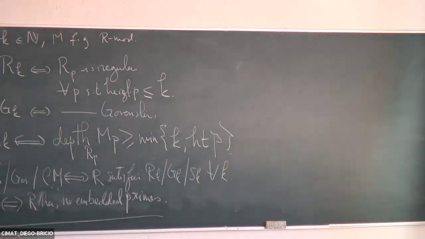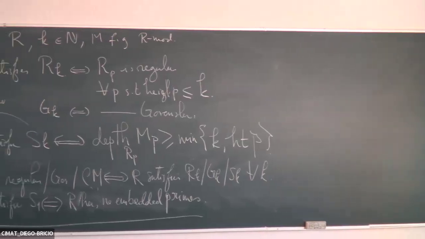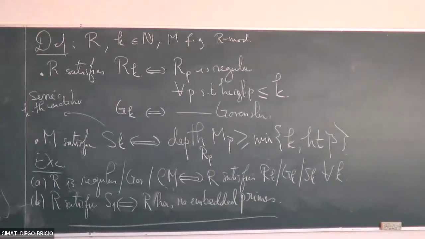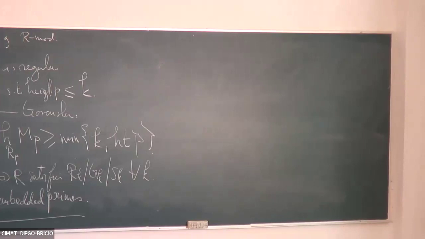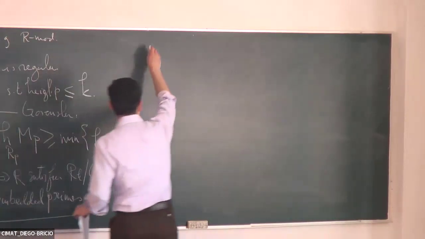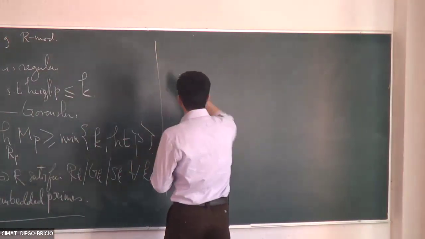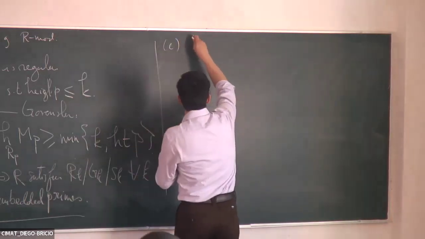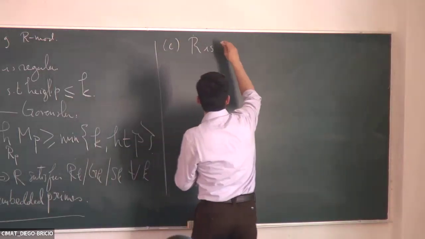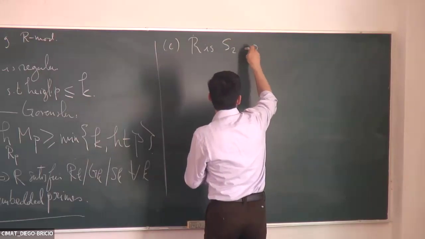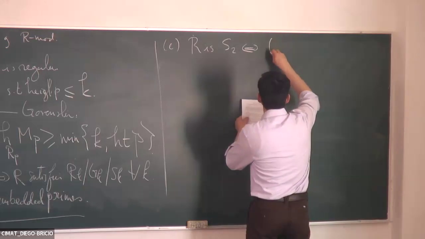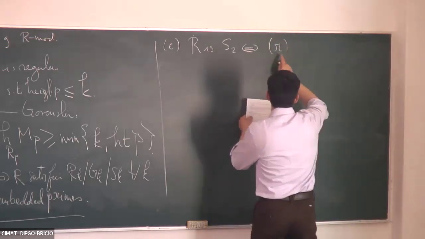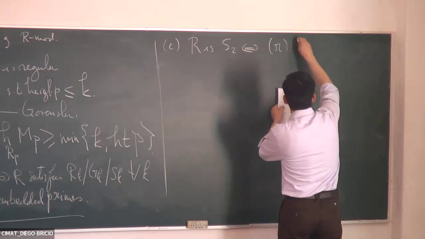So the S1 condition is very down to earth in a sense, right? So let's move on here. The S2 condition is very down to earth too. So, let's just put R as S2 if and only if you take any principal ideal, this has no embedded points.